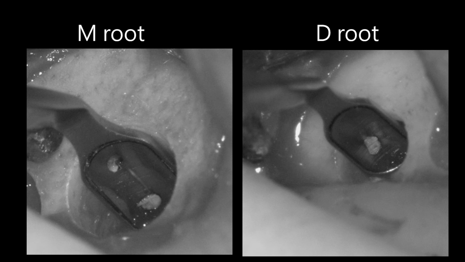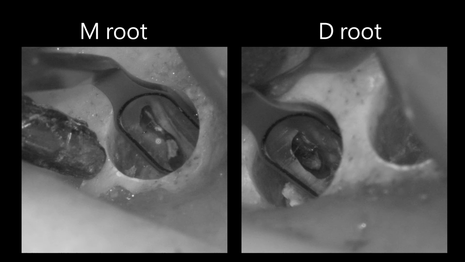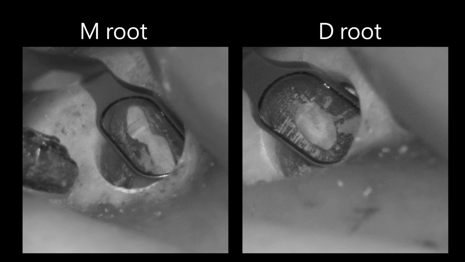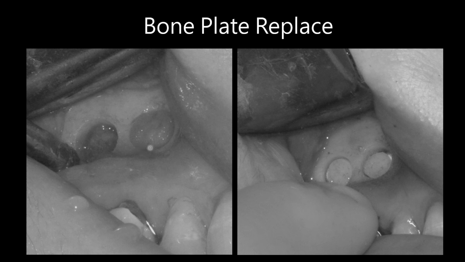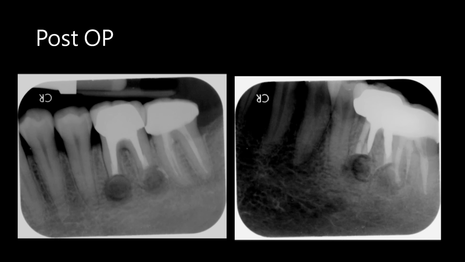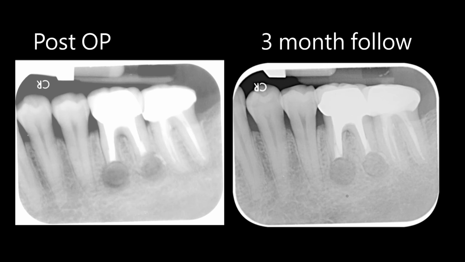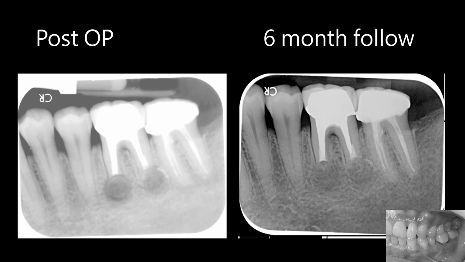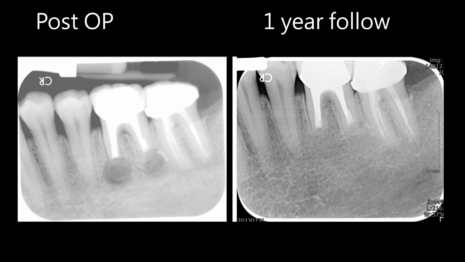I usually tell the patient to bite the tracker because that makes the tracker more stable. And this is after I cut the root tip. And of course, the isthmus is prepared and filled with MTA. And this is the bone plate that I removed and I put it back. And this is the post-operative, and this is a 3 months follow-up, a 6 month follow-up and a 1 year follow-up. And the apical lesion is gone.